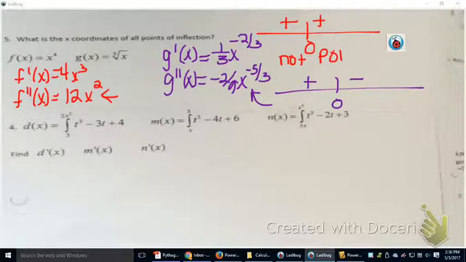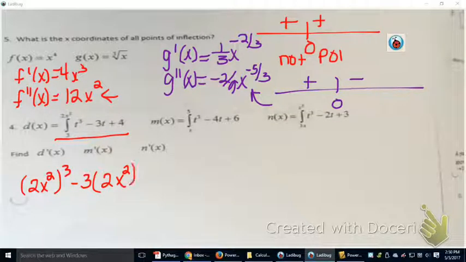Okay, number 4, the first question says to find d prime of x. Well, that means find the derivative of the integral. Remember, the derivative of the integral, you take the integral, you plug in the value that's on the integral for the t's, and then you multiply by the derivative of what was on the integral, so there should be a 4x multiplied by that. You could probably leave it like that. I don't foresee them having issues there.